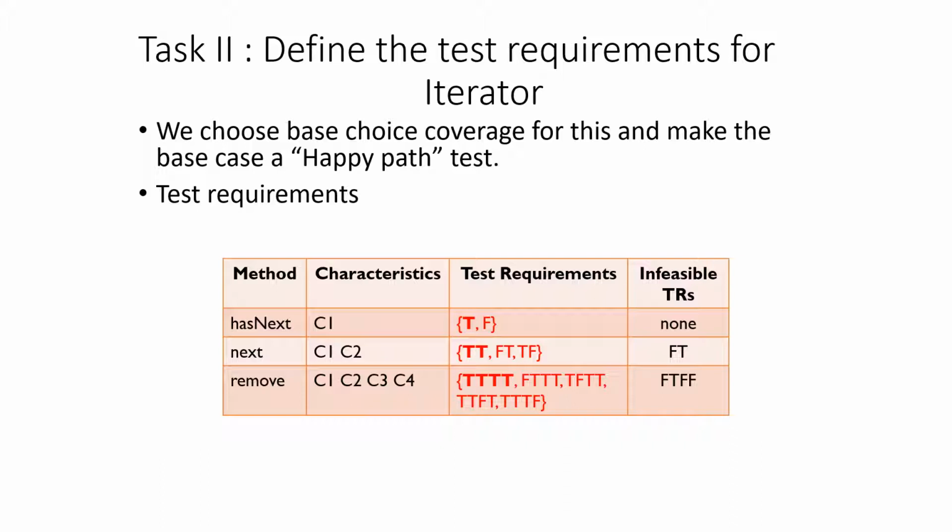The next method has two characteristics, so each test must choose a value from each of C1 and C2. Again, the first test requirement is the base case where both C1 and C2 are true, and then each is varied in turn to create three test requirements. Remove has four characteristics, so five test requirements are needed.